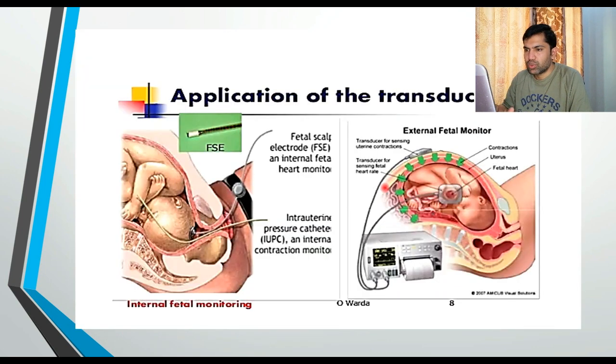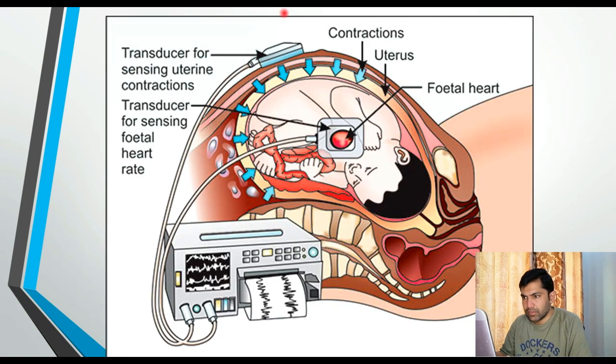Here are two different types of transducer: the internal monitoring system and the external monitoring system. The internal monitoring system uses a fetal scalp electrode for internal fetal heart rate monitoring. Here is the internal structure, and here is the external structure. In this slide, the external transducer is applied to the mother's abdomen. Here is the transducer scanning uterine contractions, and here is the transducer scanning fetal heart rate, applied to the mother's abdomen. And here is the CTG machine.